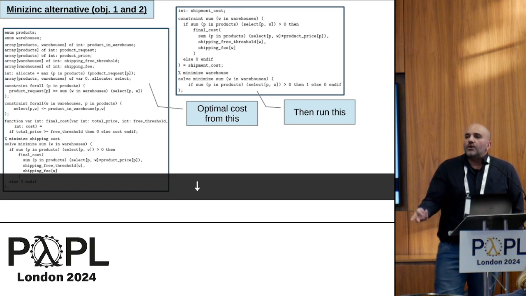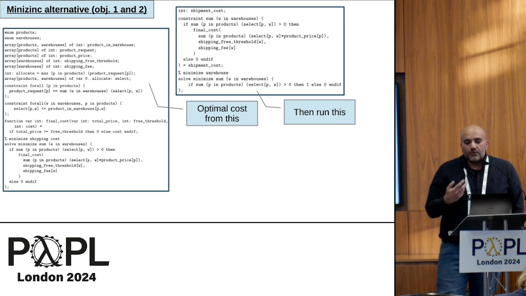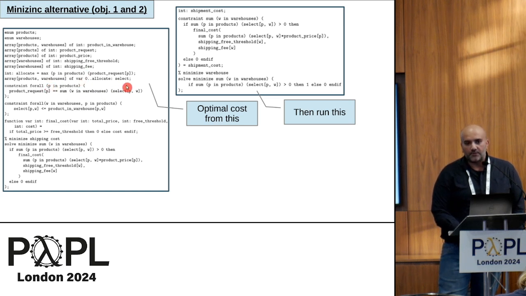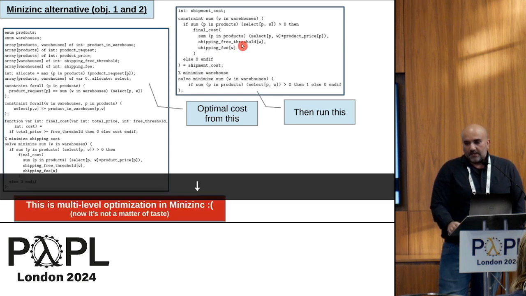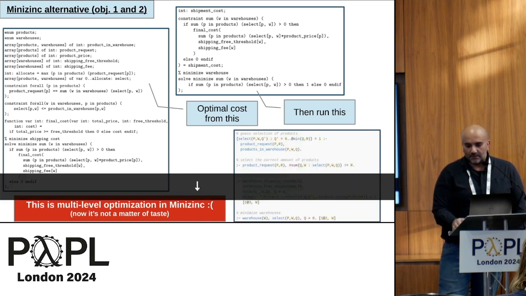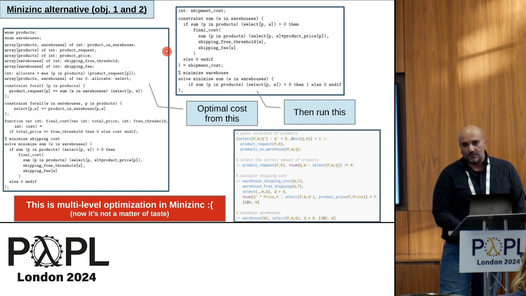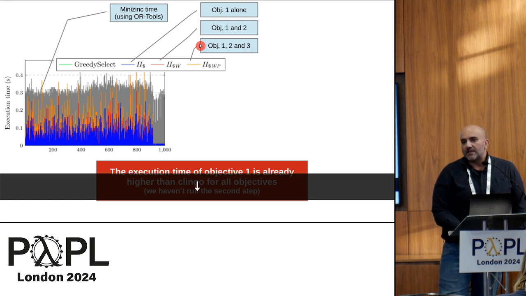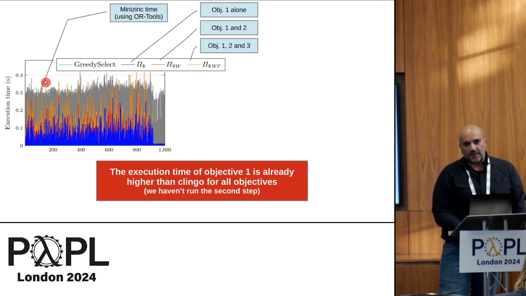Now, what if you want to add the second objective function? To the best of my knowledge, the only way is that you compute the optimum cost from the previous model, then you fix the cost and you ask for the second objective function. This is how multi-level optimization is done in MiniZinc, from what I know, and I think now it's not a matter of taste anymore which one is more readable, because here you also need some scripting to link these two. Execution time we haven't tested because anyhow it's going to add something to this gray bar plot.